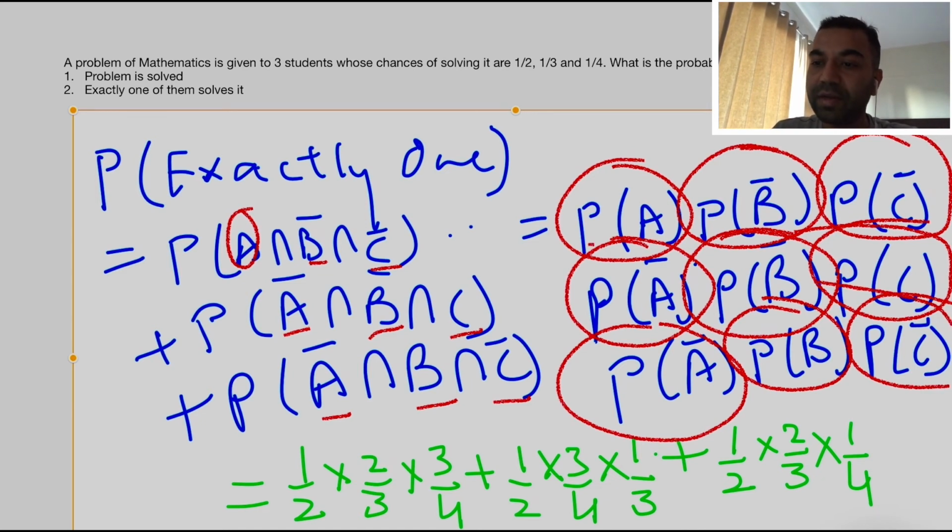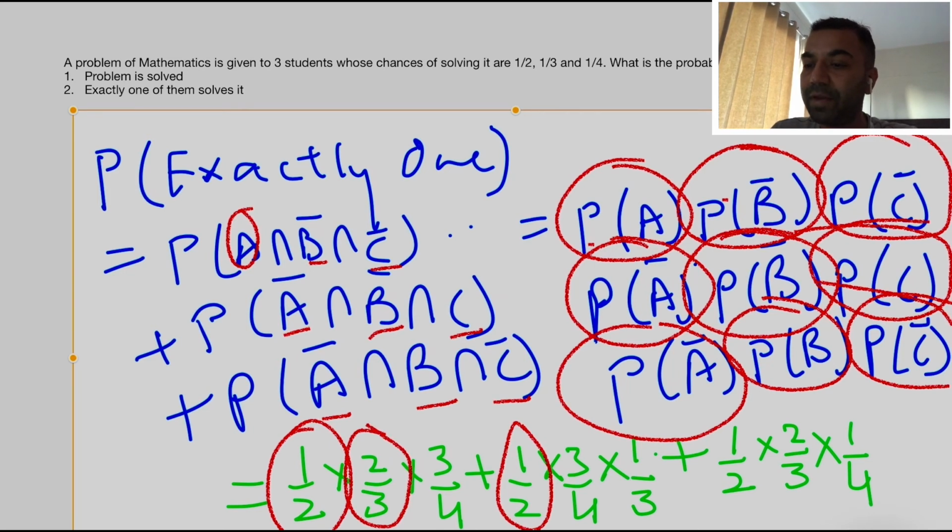Probability of the event A happening is 1 by 2 and therefore probability of event A not happening is 1 by 2, because 1 minus 1 by 2 is 1 by 2. Probability of event B happening is 1 by 3 and probability of that event not happening would be 1 minus 1 by 3, which is 2 by 3. If we apply all these formulas, we will get the total probability as 1 by 2 into 2 by 3 into 3 by 4 plus 1 by 2 into 3 by 4 into 1 by 3 plus 1 by 2 into 2 by 3 into 1 by 4, and the answer would be 11 by 24.